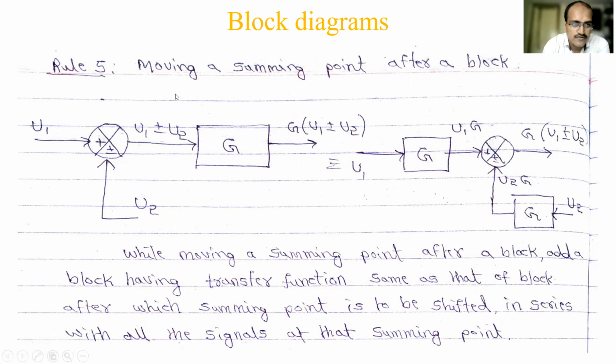So just see here. If you have U1 and U2 signals, it is U1 plus or minus U2, it can be plus or minus, whatever. And then a block will come, whose transfer function is G. Then the output is G multiplied by this signal, U1 plus or minus U2. So this is a block. Now what I have to do is move the summing point after the block. In my block reduction technique, moving this summing point will help me in reducing the network.